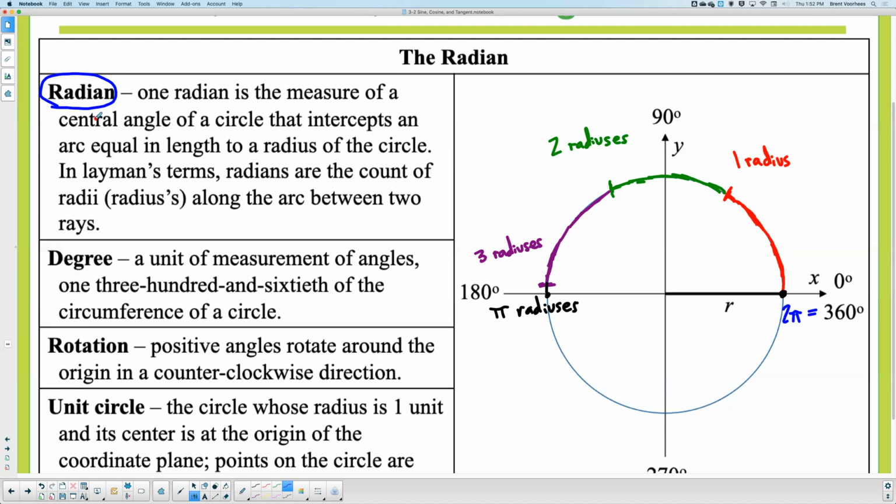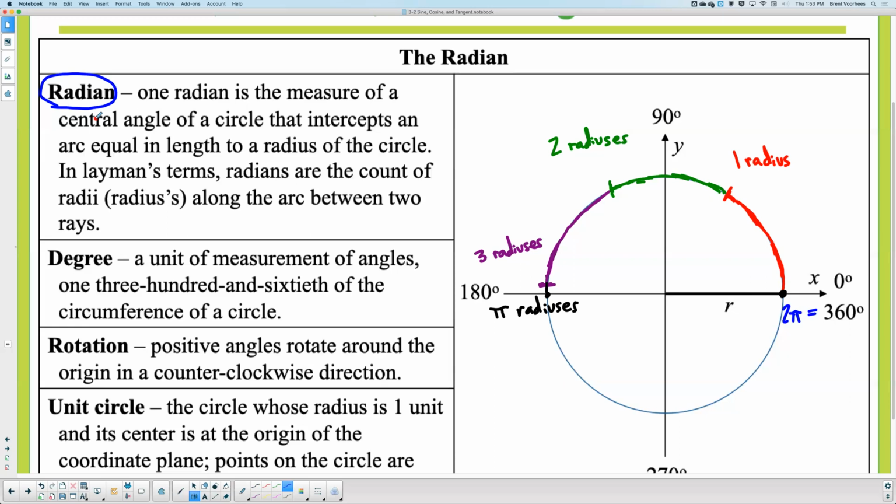So what is a radian? A radian is a measure of a radius on the outside of the circle. I'll say it again. A radian is a measure of length of a radius on the outside, or the circumference, of the circle. So let me put this together. How many radians does it take to get halfway around the circle? Pi radians. How many radians does it take to get all the way around the circle? 2 pi.